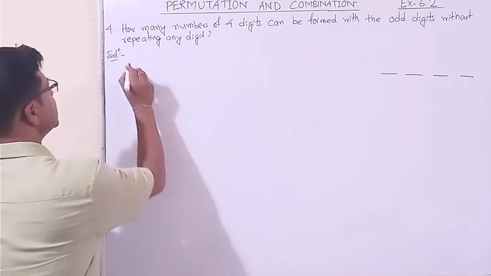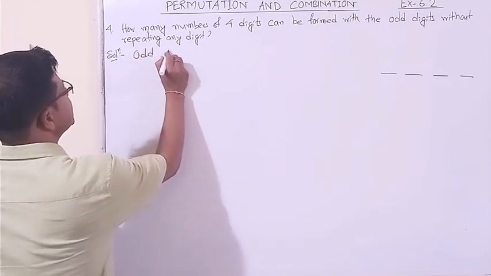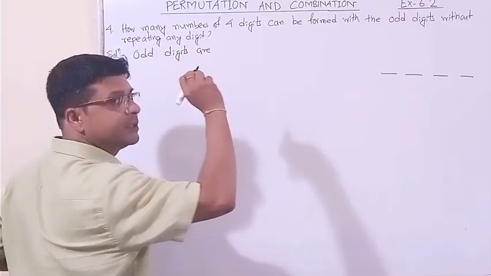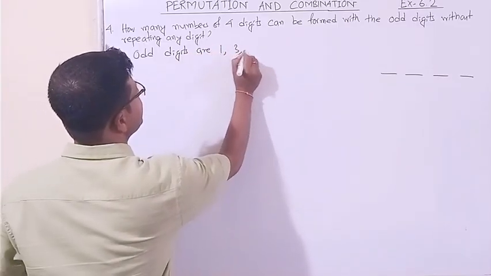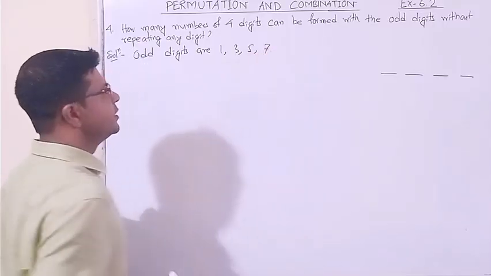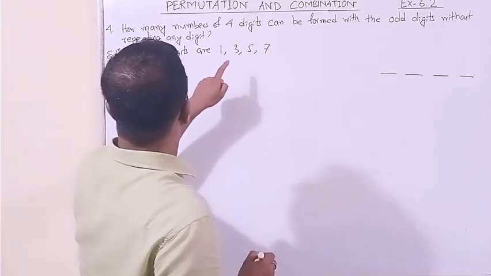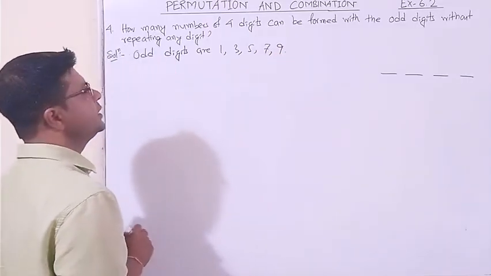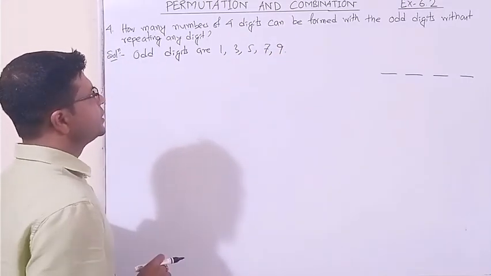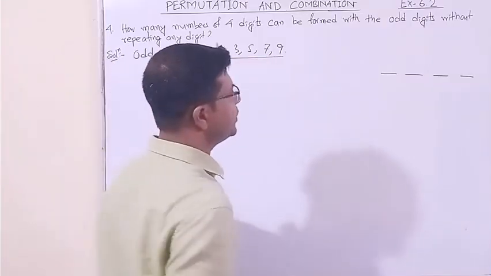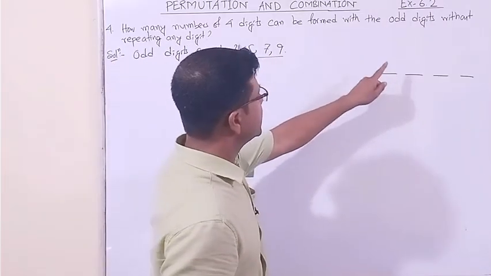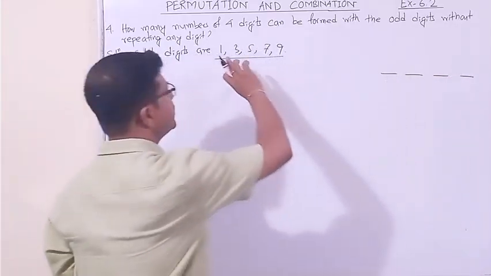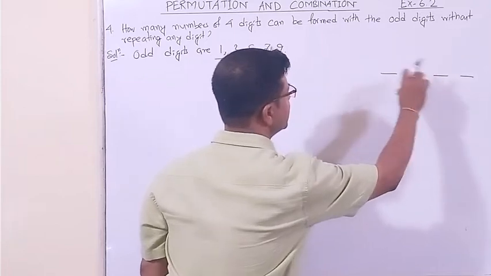Using the odd digits. What are the odd digits? We know 1, 3, 5 and 7. Okay, now, one more, I am very sorry, 9 is also there. I am very sorry for that. 1, 3, 5, 7, 9. So there are 5 odd digits, but we have to frame numbers consisting of 4 digits. 1, 2, 3, 4. So that means out of 5 we have to consider 4 digits.